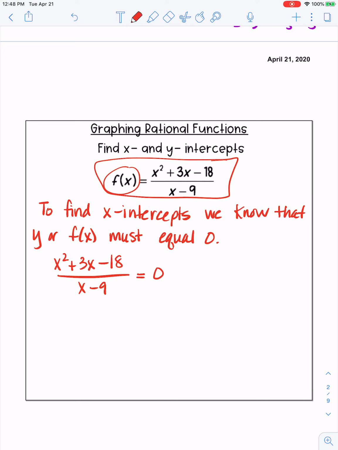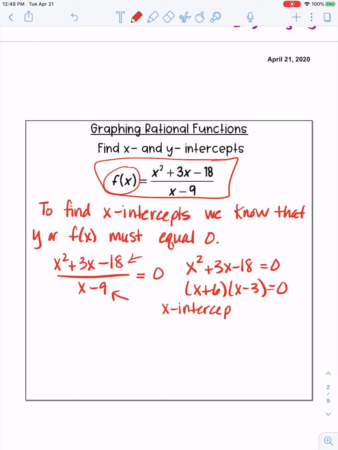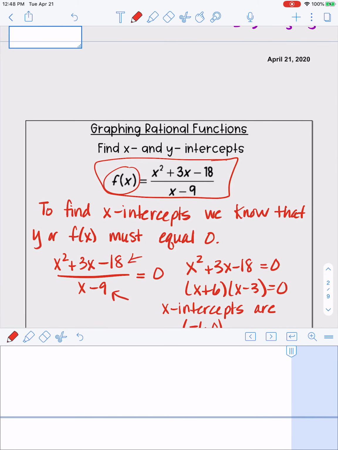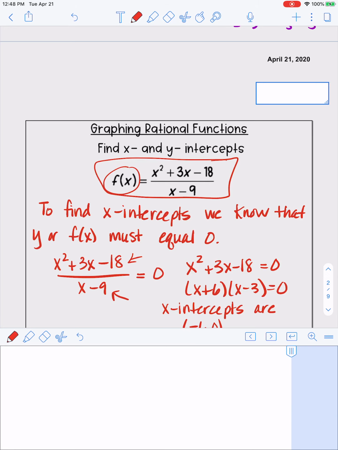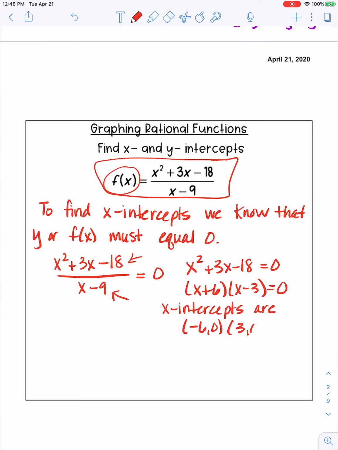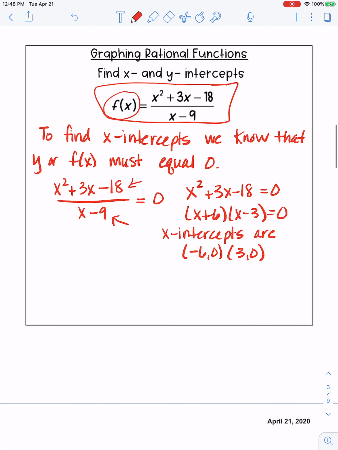I want to know when that's equal to 0. So I really don't care what this is. As long as my numerator is 0, then the whole thing is 0. So basically I'm setting the numerator equal to 0 and solving. I can factor that into x plus 6 and x minus 3. And that tells me then my x-intercepts are -6, 0, and positive 3, 0.